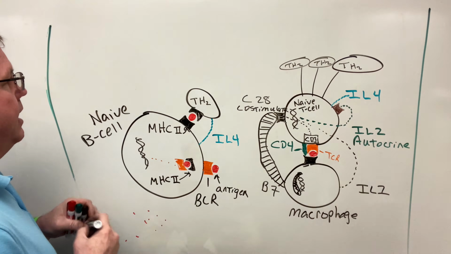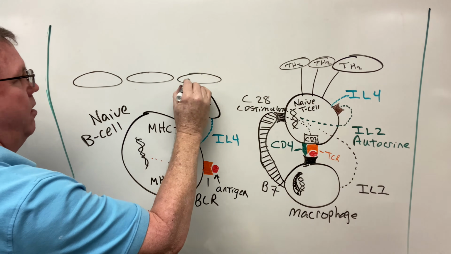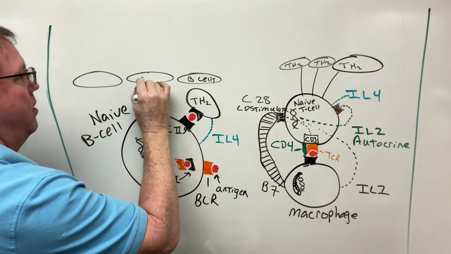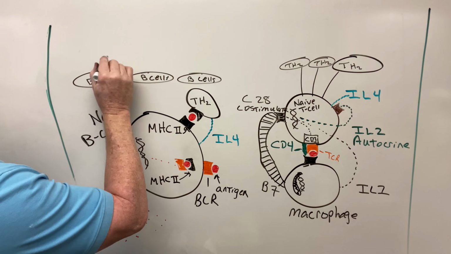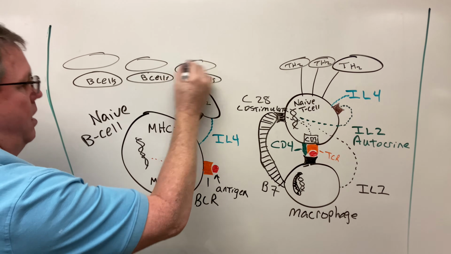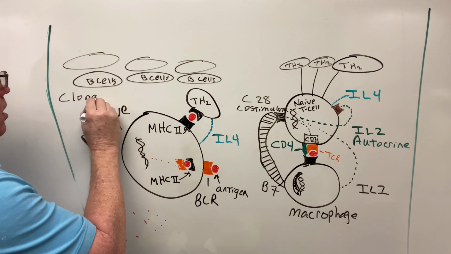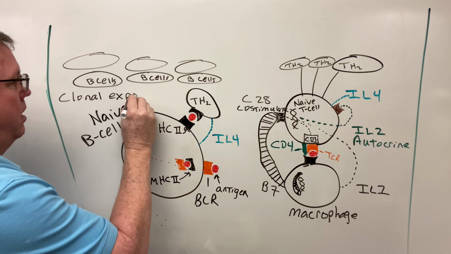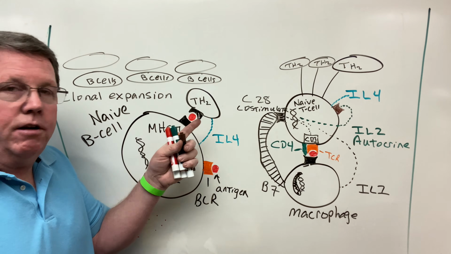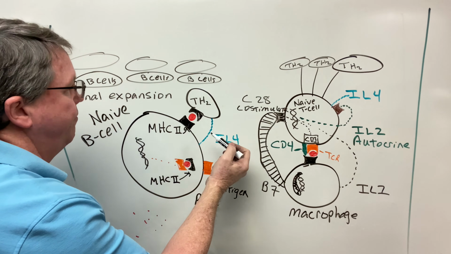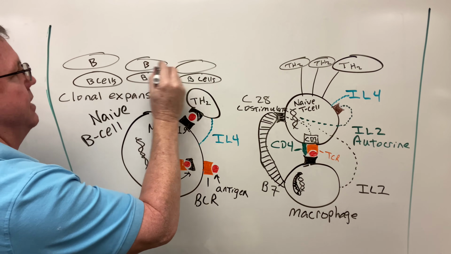So now I'm going to start to get B cells. All right, and here are my B cells. All right, and I'm going to get a whole bunch of these, okay? And when we see this, this is called clonal expansion. Okay, so the fact that I have the T cells here releasing the interleukin 4, I get clonal expansion. These start to multiply. So I'm just going to put beads on the inside of these.